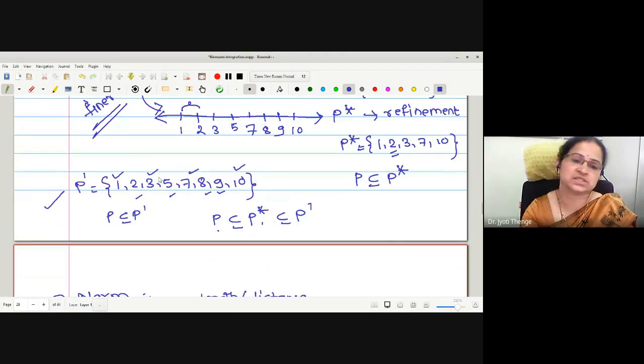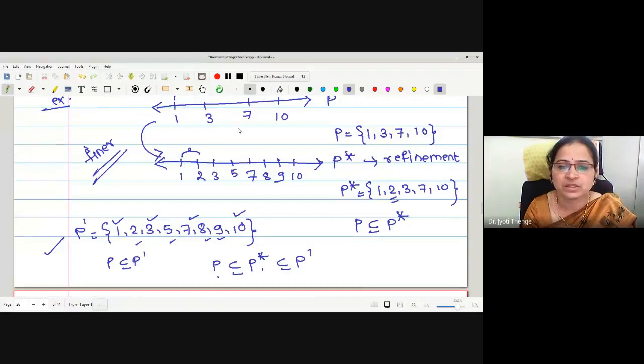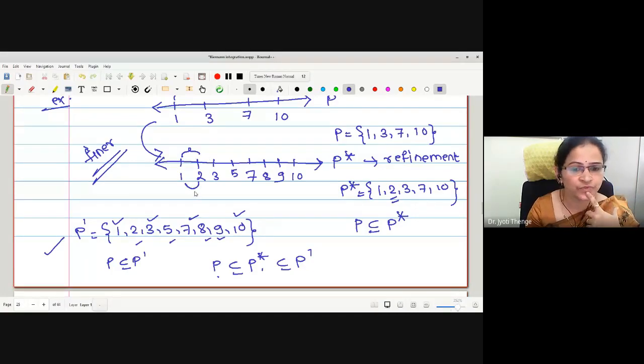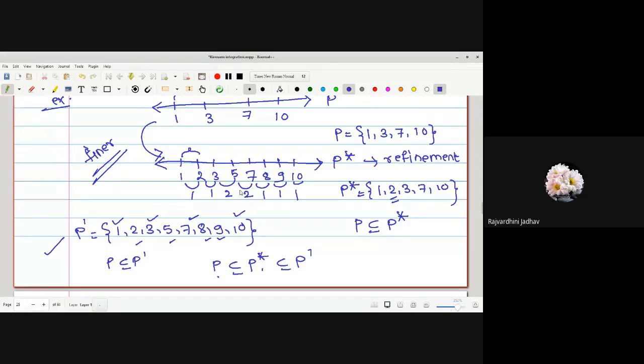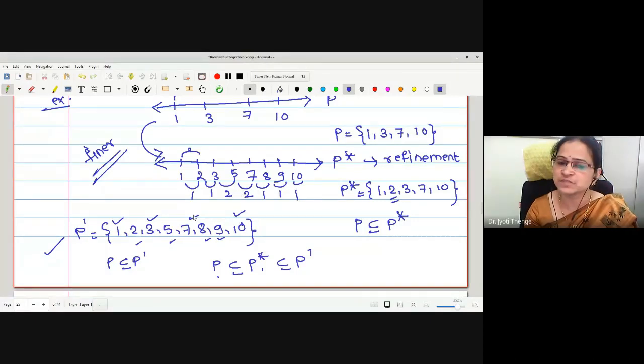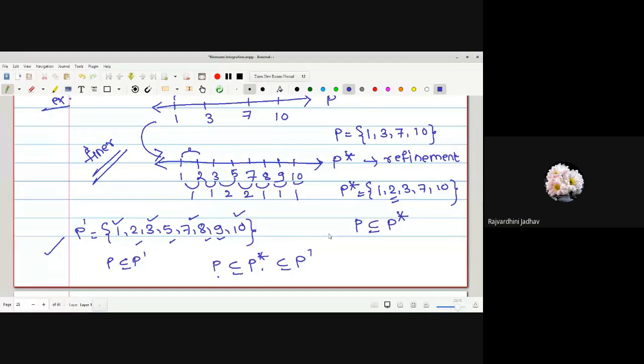Let us come to this interval again. Okay, this P dash whatever we have drawn. What will be the norm in this case? What is the length of first interval? 1. Second, 1, 1. 2, 2, 1, 1. 1 and 1. Right now? Therefore, what is the length of largest subinterval? 2. There are two subintervals of having length 2. Therefore, what is the norm of this P dash? 2. Right now?